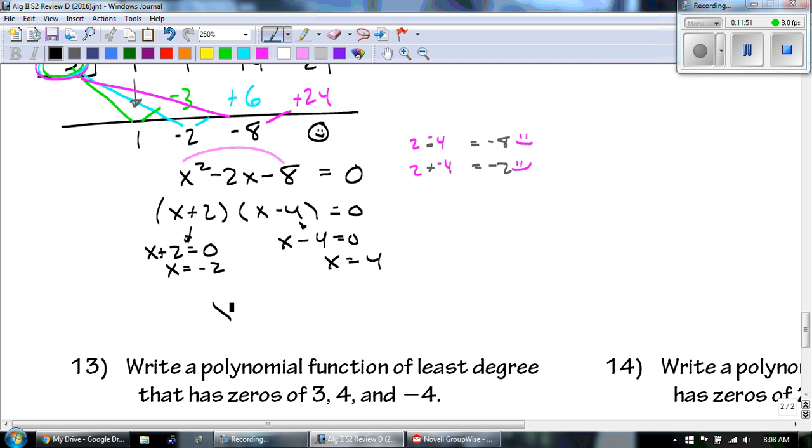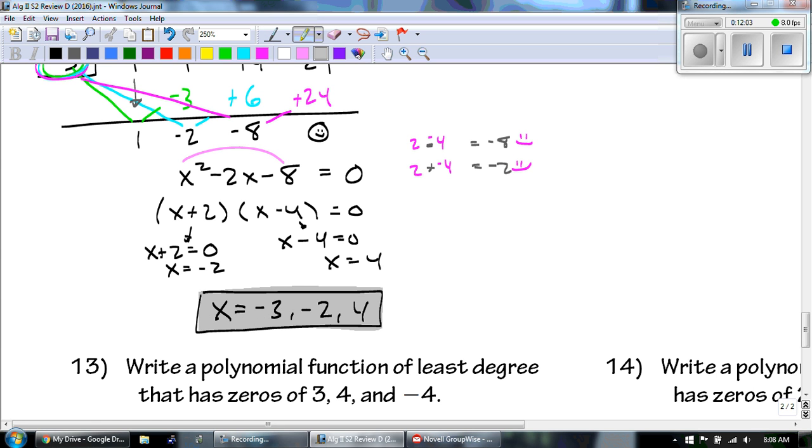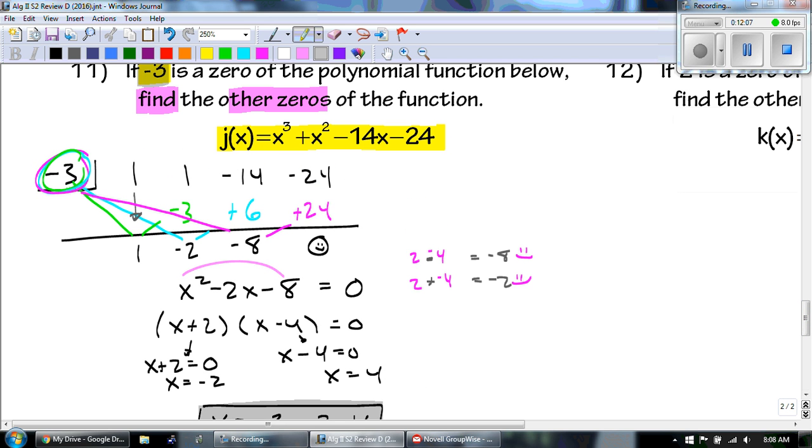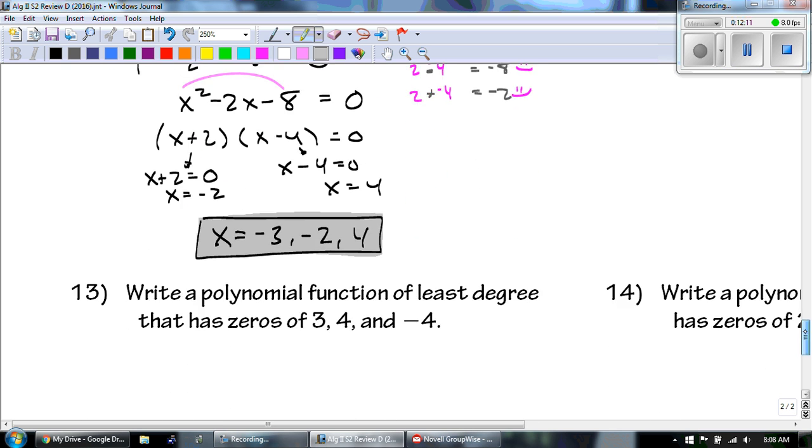And the last thing I want to do is I want all of the zeros, so all of my zeros are -3, -2, and 4. How did I get the -3? Because they told me -3 was a 0 in the very beginning. Okay, so I can't forget that.